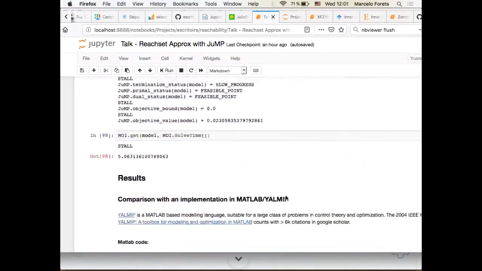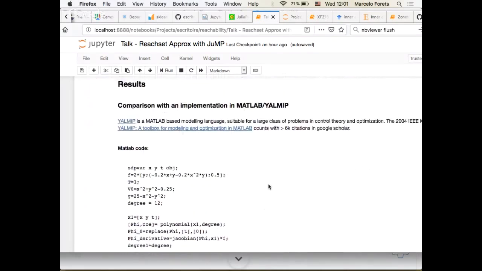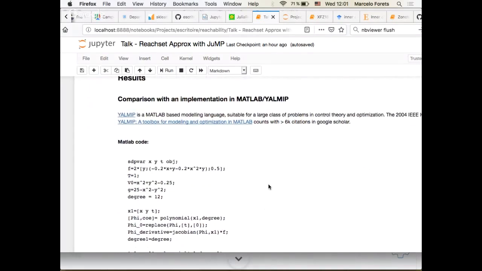So what I did was to take the original paper and implement it in JuMP. If you don't know, JuMP is a well-known tool for control theory optimization modeling in MATLAB.